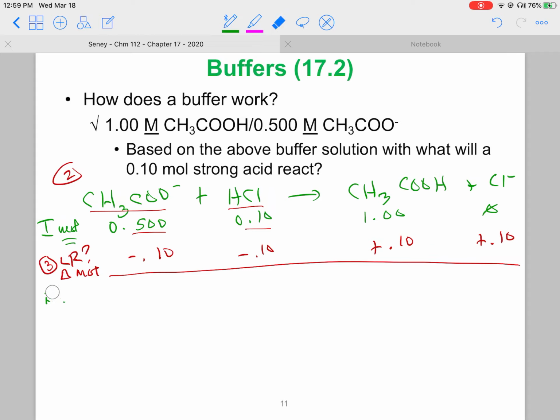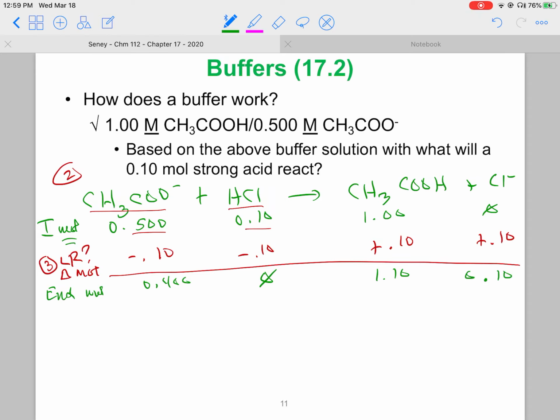We might change that instead of final. I'm going to change that. Here's what we have in the flask at the end. Now notice this is in moles. So we have 0.4. We have 0 of the HCl and 1.10 of the acetate and 0.1 of the chloride.